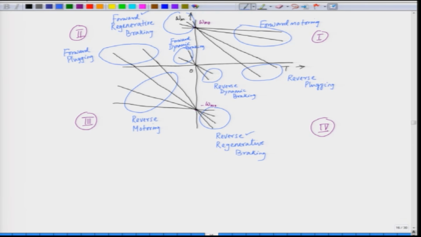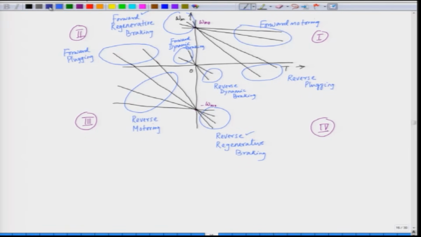So, when we have the speed torque characteristic of a separately excited DC motor both for forward and for reverse operation, we can identify forward motoring, forward regenerative braking, reverse motoring, reverse regenerative braking, forward plugging, reverse plugging, and forward dynamic braking and reverse dynamic braking. So, this characteristic shows the complete behavior of a separately excited DC motor.